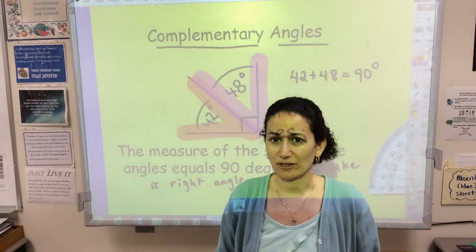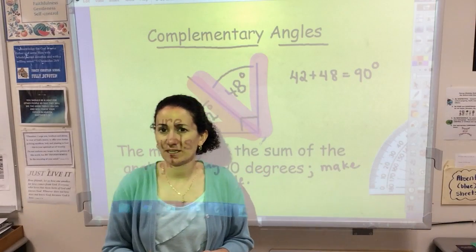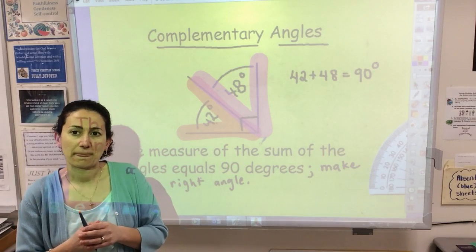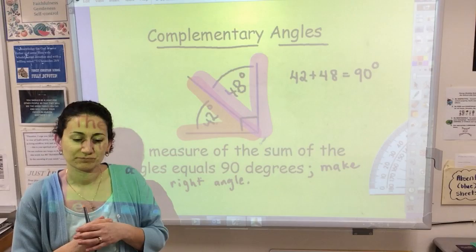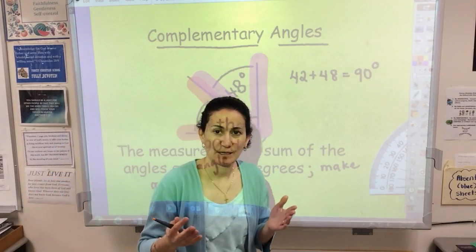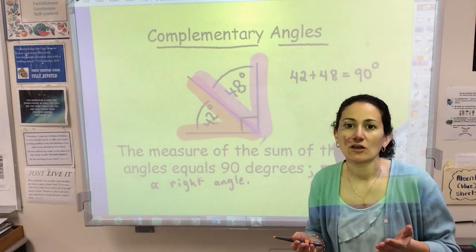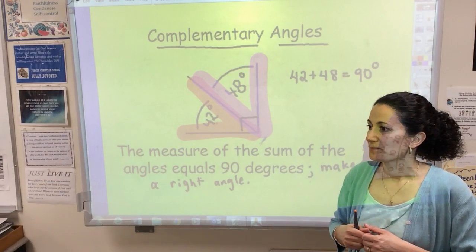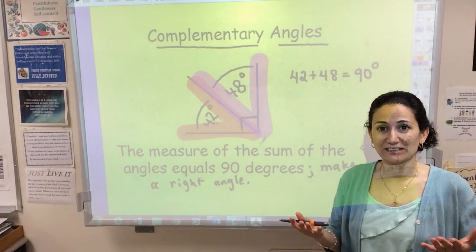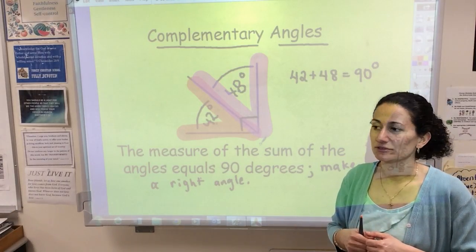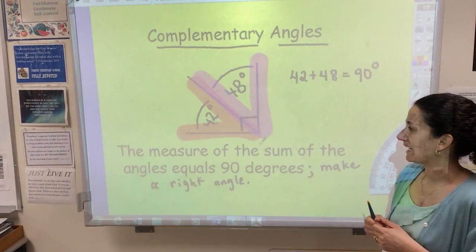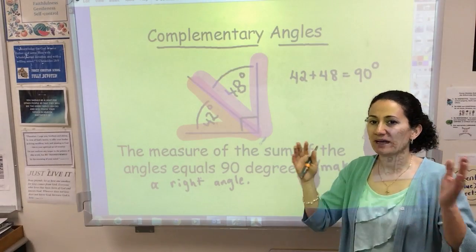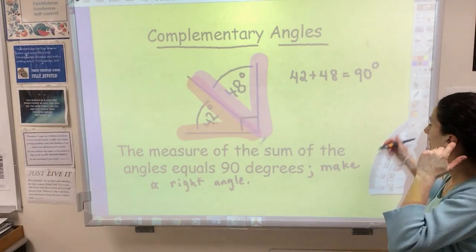Can you think of some other angles that would be complementary? Can you give me an example of 2 angles that would equal 90? Pause the video and think about it. Here are some more examples you might have thought of. There's some obvious ones. 40 degrees and 50 degrees. Those would be complementary angles. 30 degrees and 60 degrees. Those would be complementary angles. There are some obvious ones like 89 degrees and 1 degree. That would make 90. There are many, many, many examples of complementary angles.